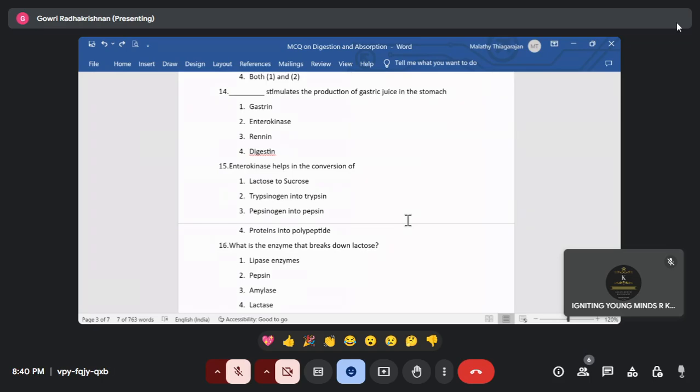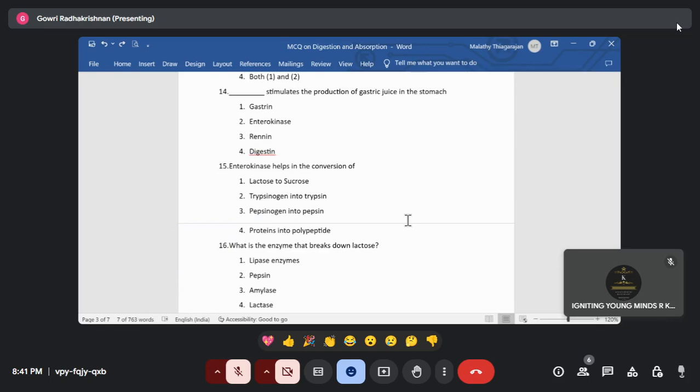What is the function of gastric juice? It helps break down your food in your stomach for digestion. All right. So, which is that hormone we are talking about? Gastrin, option number 1. Gastrin stimulates the production of gastric juice.